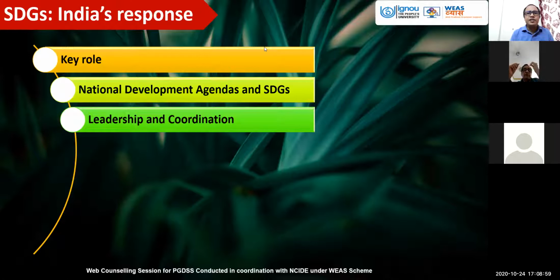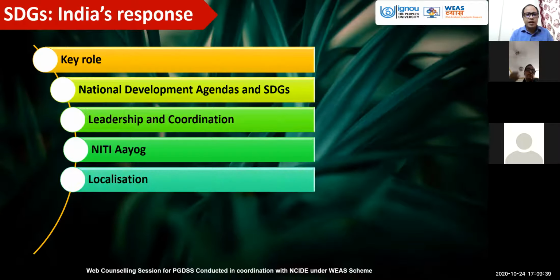The leadership and coordination is also taken by NITI Aayog in coordination with the states. At every level they identify a coordination team, beginning from the national level, to every ministry, then every state, and then every district is coordinated by the state. In that way, we are coordinating effectively at the local level. Localization is happening, and at the national level NITI Aayog represents us at the international level, coordinating on behalf of our nation.